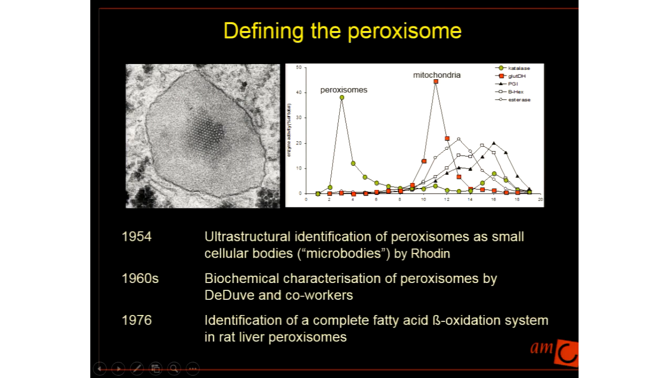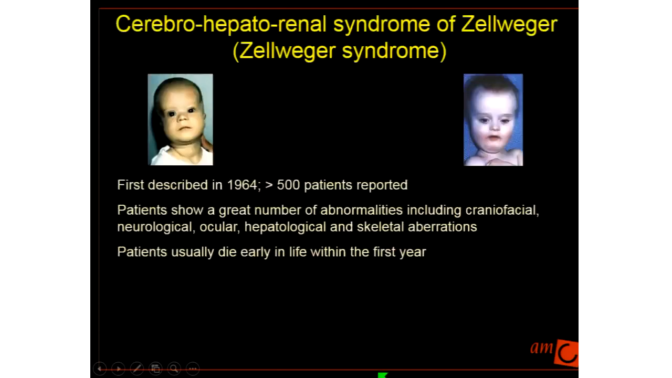And in 1976 there was the first indication of a complete metabolic pathway, which is the fatty acid beta oxidation pathway, which was localized in rat liver peroxisomes and later also identified in humans. But at that time, the organelles were still not considered as very important for health and for cell or organism survival. And it changed after the appreciation of the underlying defect in the Zellweger syndrome. The Zellweger syndrome was first reported in 1964, and at this moment we know of more than 500 patients reported with this defect.